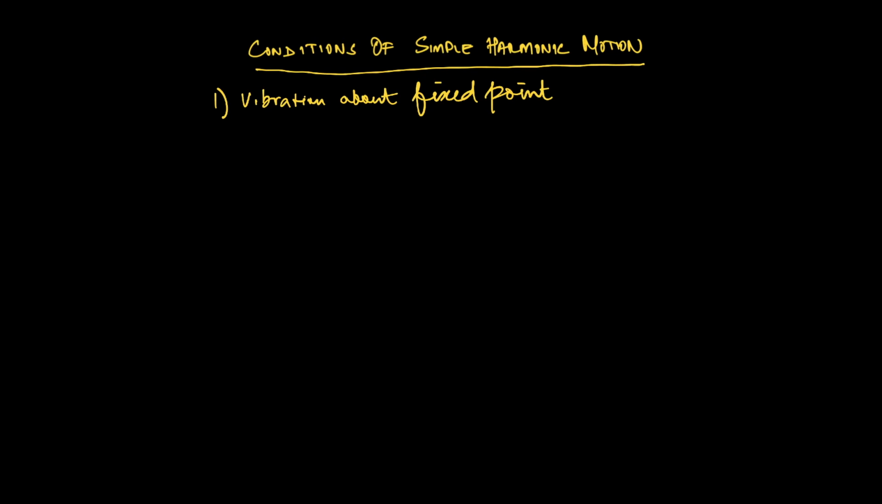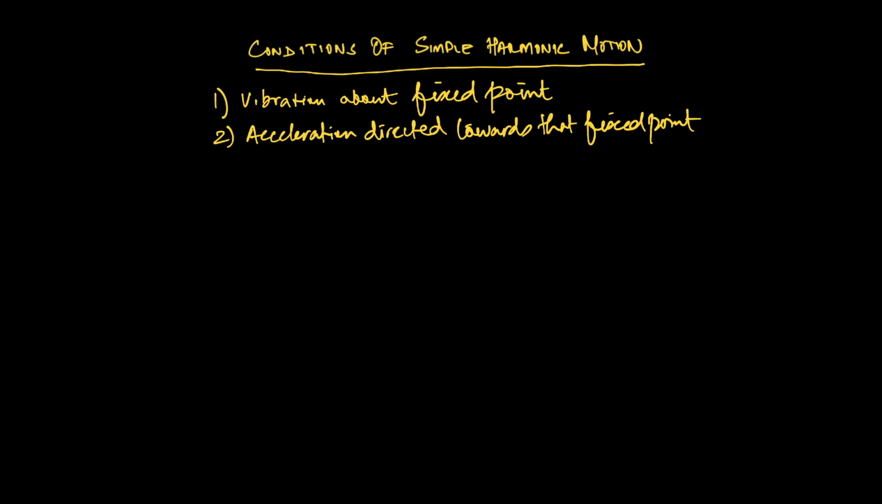And what you also have is that the acceleration is always going to be directed towards that fixed point. Remember, we were saying that the acceleration is in the opposite direction to the direction of displacement. Well, quite simply put, the acceleration is directed towards that fixed point. And that fixed point obviously happens to be the mean position or the equilibrium position. Finally, the magnitude of the acceleration is going to be proportional to the displacement from that fixed point.